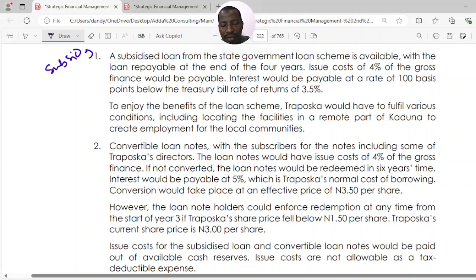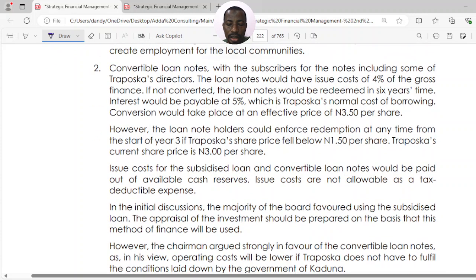Interest will be payable at 5%, which is Traposca's normal cost of borrowing. Conversion will take place at an effective price of 3 naira 50 kobo per share. However, the loan note holders can enforce redemption at any time from the start of year 3 if Traposca's share price fell below 1 naira 50 kobo per share. Traposca's current share price is 3 naira per share.